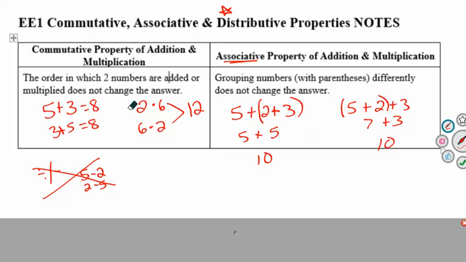So that is the associative and the commutative. Again, the big deal with those is that it does not work for division and subtraction. You cannot change the order of division and subtraction and think you're going to get the same answer. But with addition and multiplication, you can change your order and you'd be good to go.